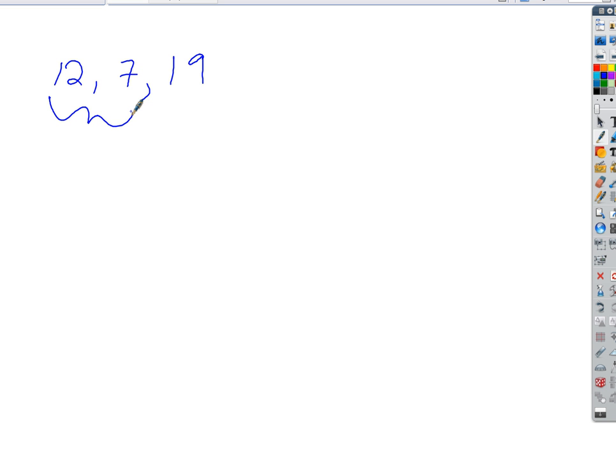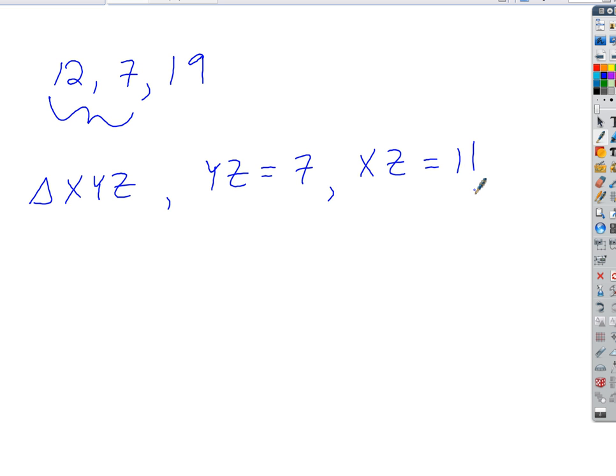Okay. So let's go about this another way then. I'm going to tell you, we've got some triangle. I'm not even going to draw it. We've got some triangle XYZ. Here's what I'm telling you about that triangle. The length of side YZ is 7. The length of side XZ is 11.